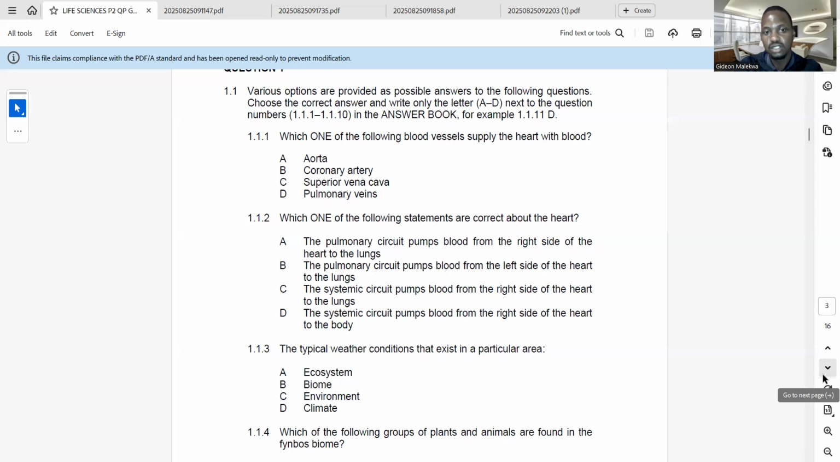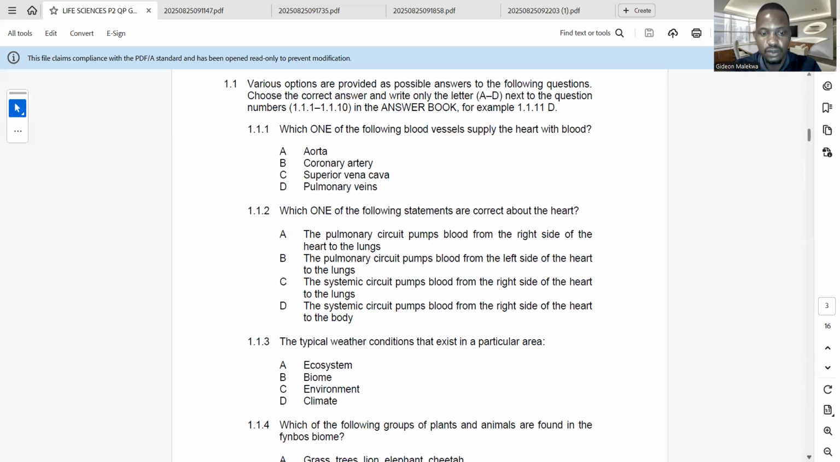Systematic circuit is when the blood is being pumped away from the heart to the rest of the body, or from the rest of the body back to the heart. So if the body and the rest of the tissues in the body are involved, that's a systematic circuit. If the lungs are involved, whether it's to the heart or to the lungs or from the lungs, that is what we call the pulmonary circuit.